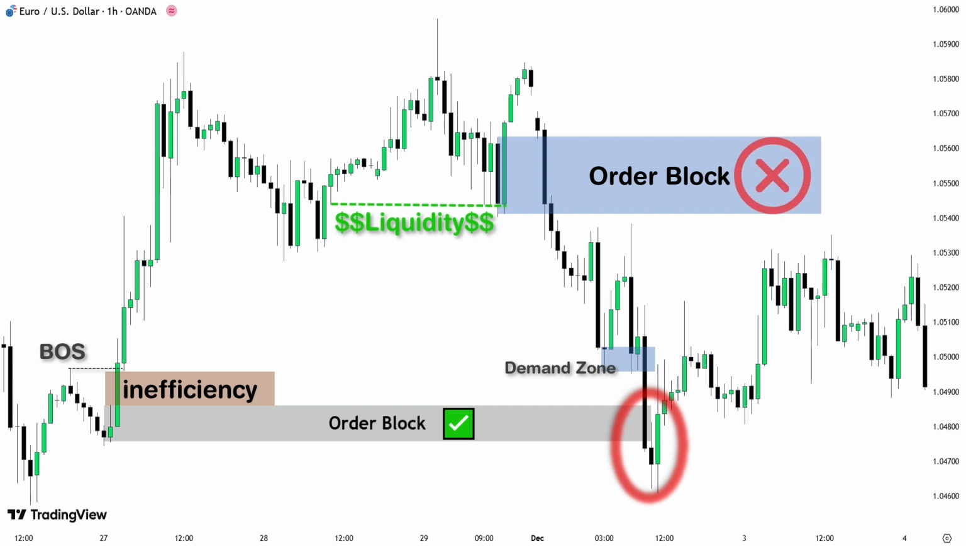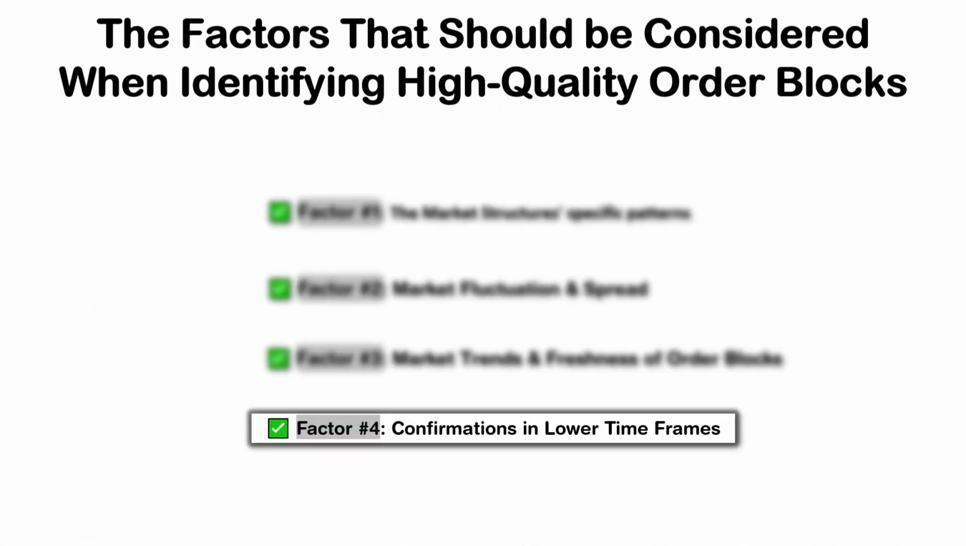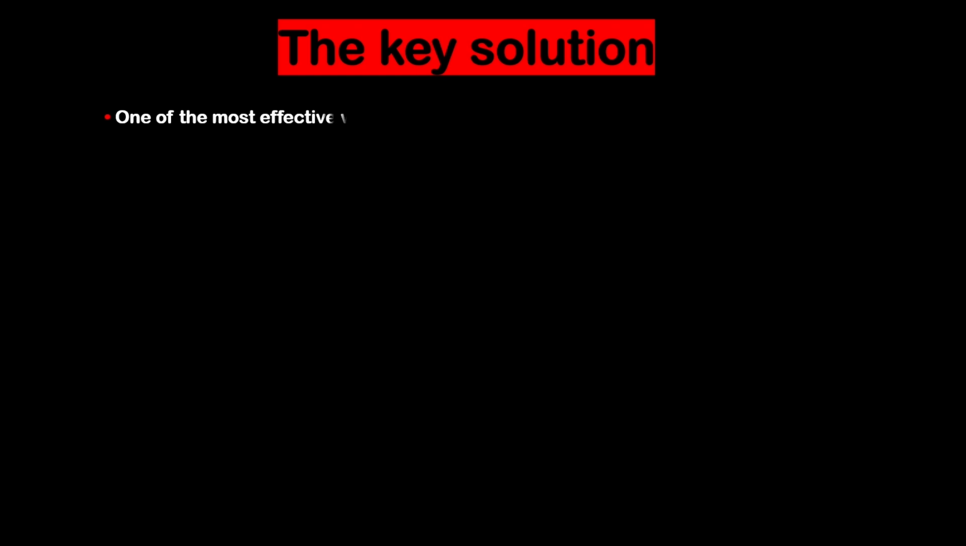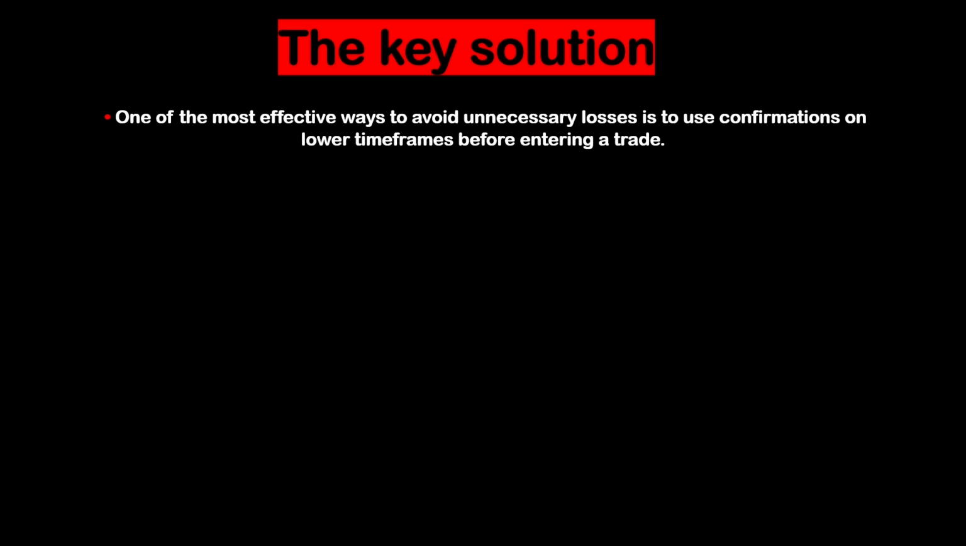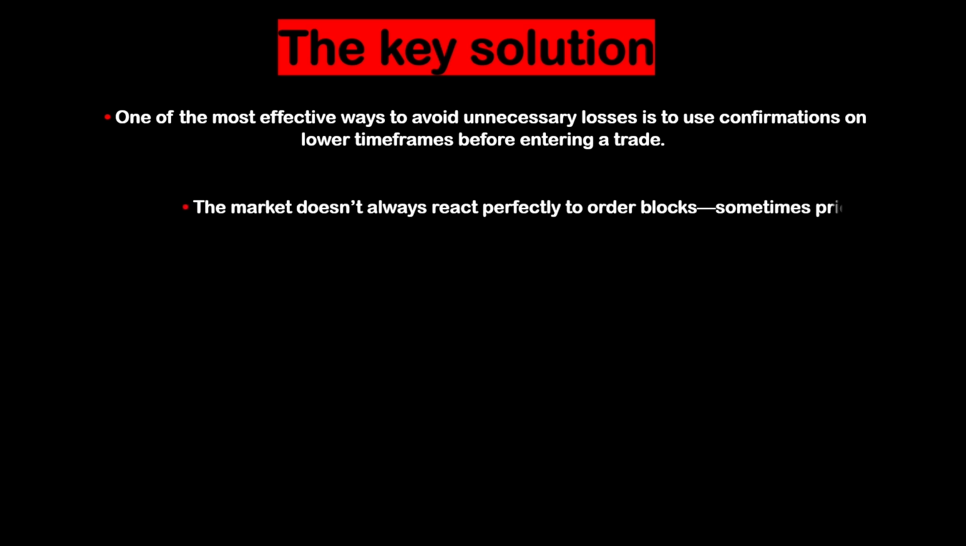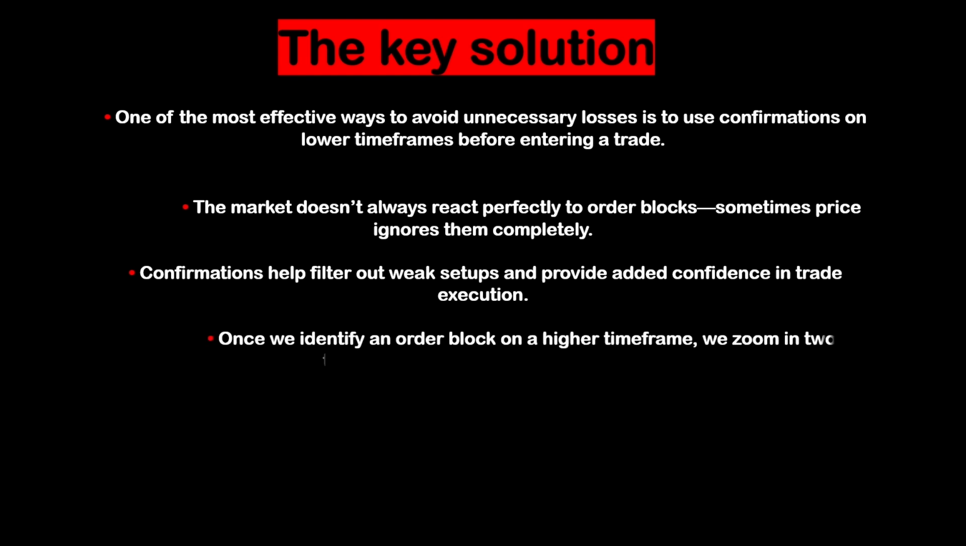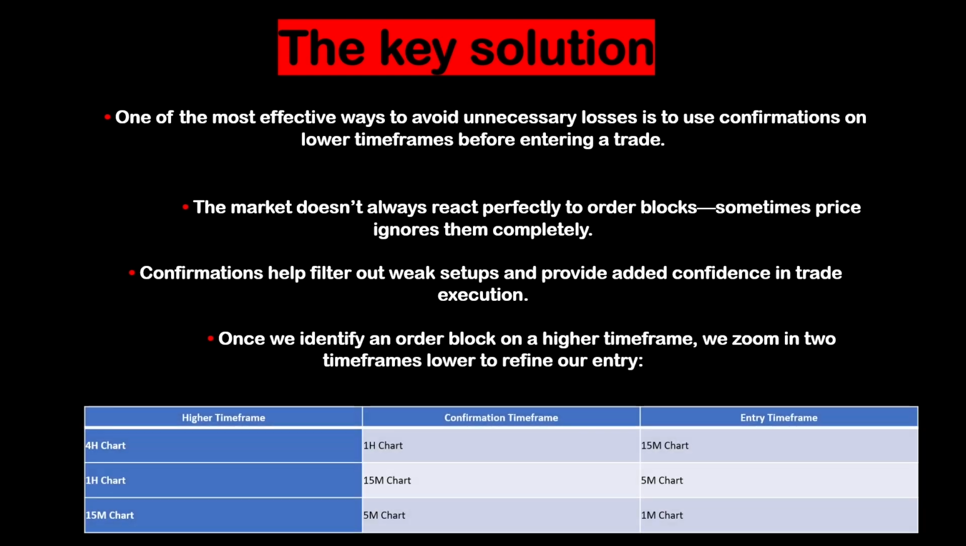The key solution is to always check for confirmations in lower timeframes before placing trades, which is the fourth factor you should consider. One of the most effective ways to avoid unnecessary losses is to use confirmations on lower timeframes before entering a trade. The market doesn't always react perfectly to order blocks. Sometimes price ignores them completely. Confirmations help filter out weak setups and provide added confidence in trade execution. Once we identify an order block on a higher time frame, we zoom in 2 time frames lower to refine our entry. That's it, guys.